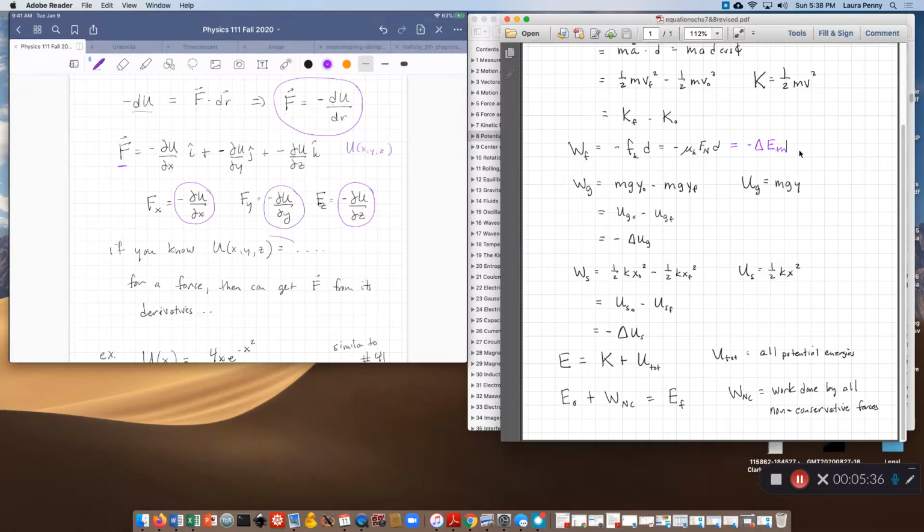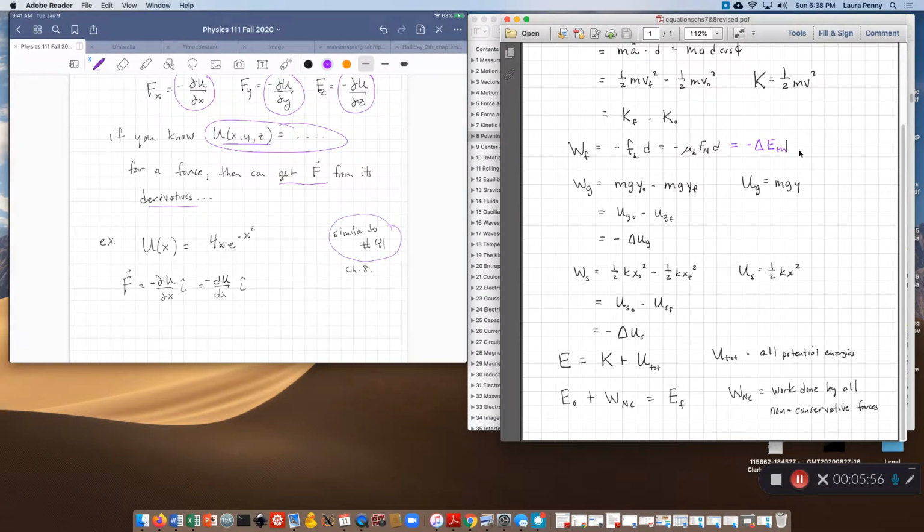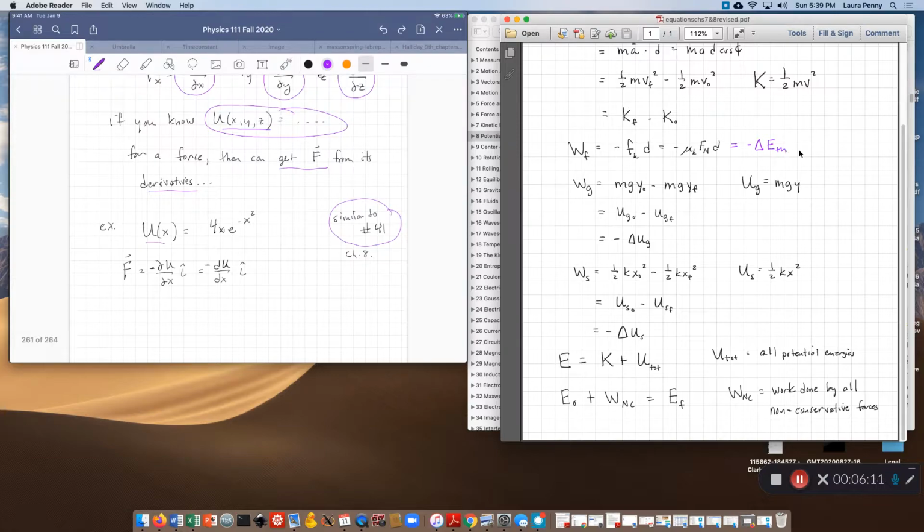That means if you know your U function, if you know what the potential energy function is as a function of x, y, and z, then you can actually determine the force from the derivatives of that potential. And y'all are going to do number 41 in chapter 8, where you're given U, and it's only a function of x, and so we're only going to end up with an Fx part of this. And again, you just do it by doing the derivative. So I can do that here. My F will be negative the derivative of this thing with respect to x.